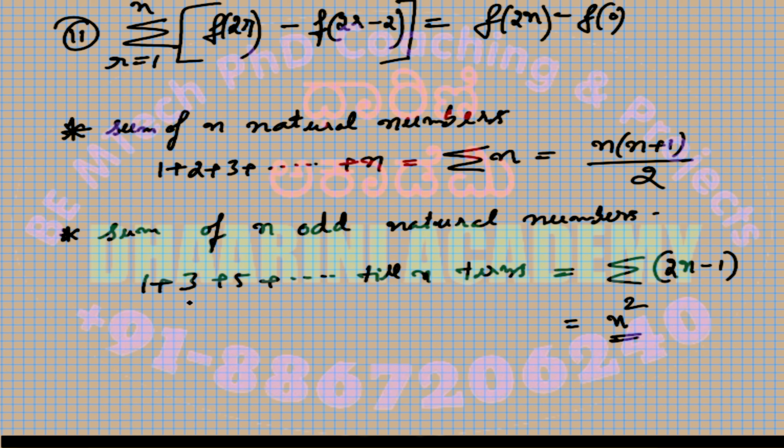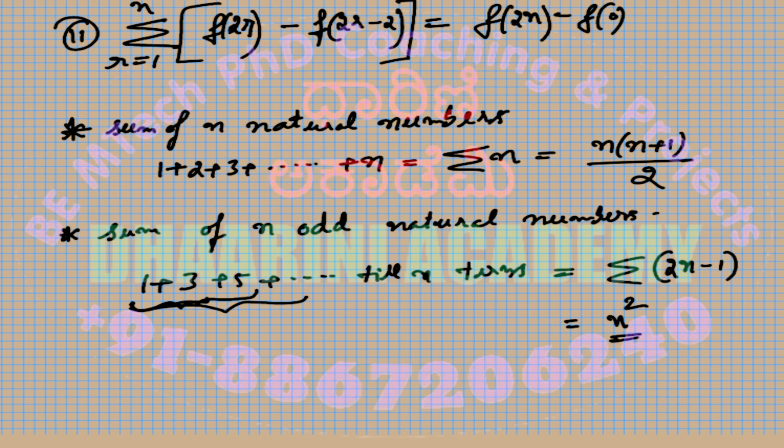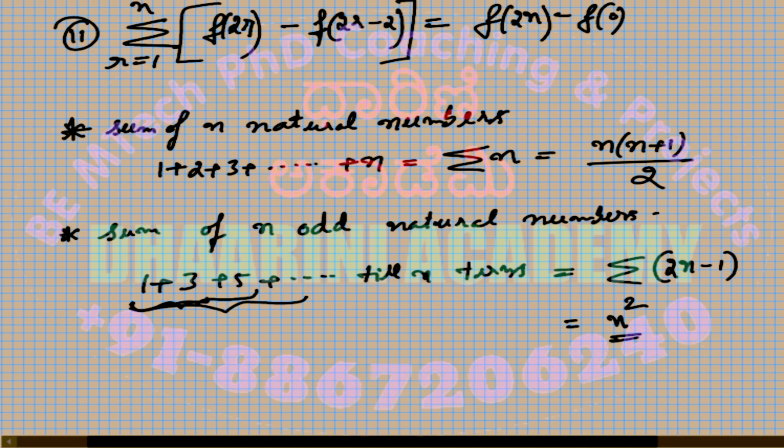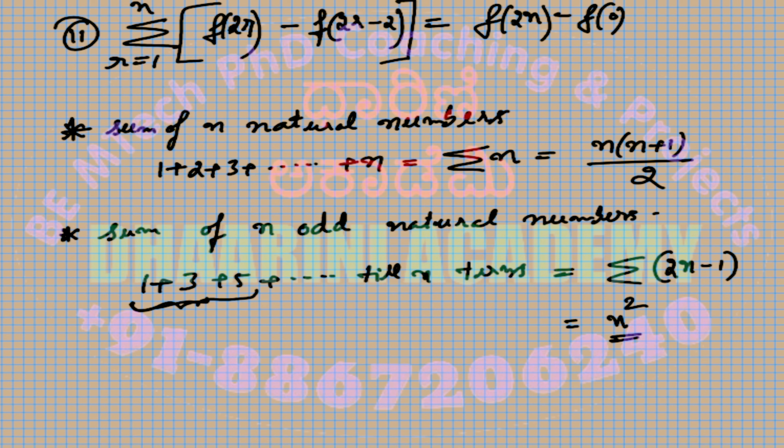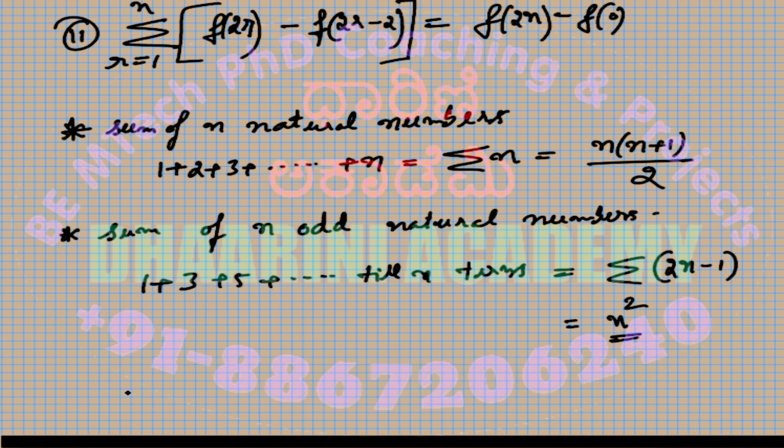Just check. First two numbers, 2 square. First three numbers is 3 square. It's a 9, right? 5 plus 3 plus 1. First four numbers is 4 square. Right? That is 16 and so on. So that is the answer. So the sum of the first n odd numbers is nothing but n square, a standard result, then let's move further.